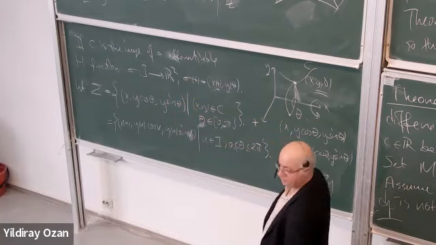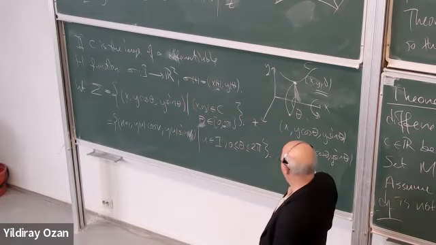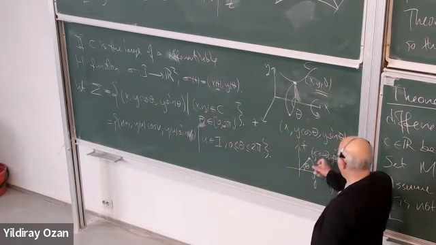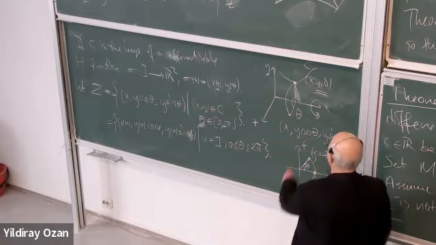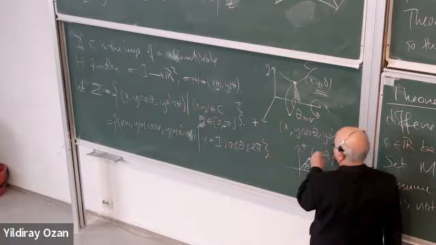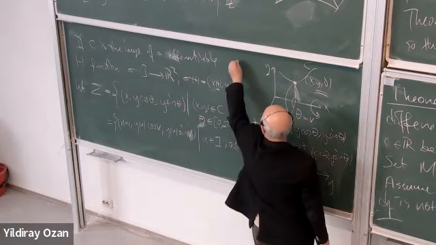V is the angle. So this is V. And t is just u.